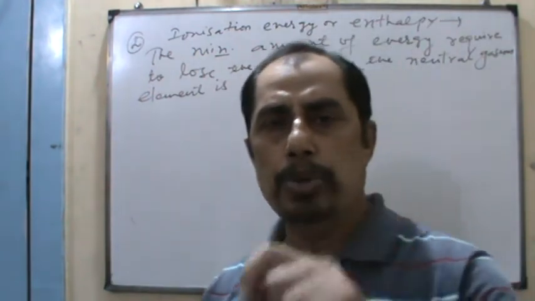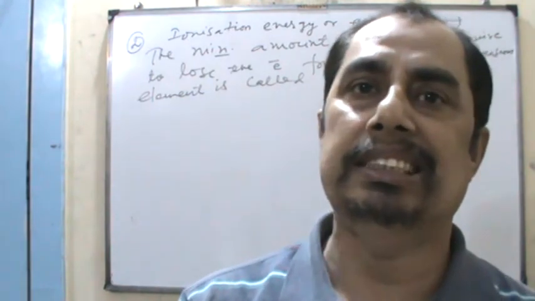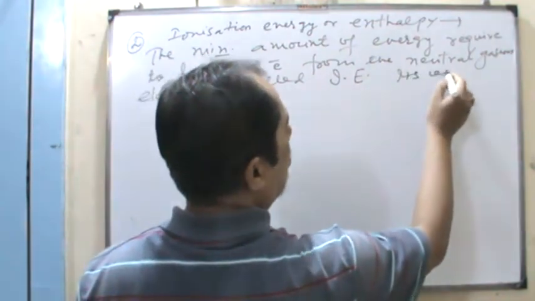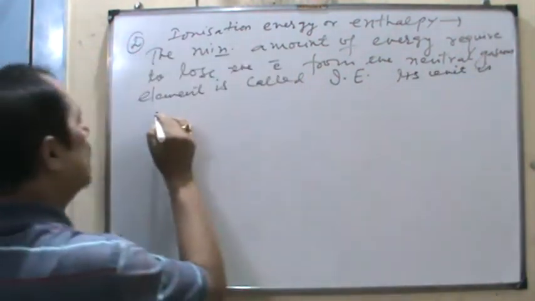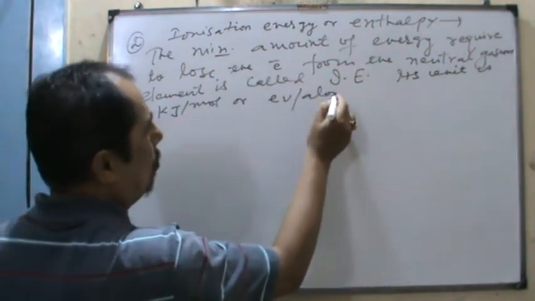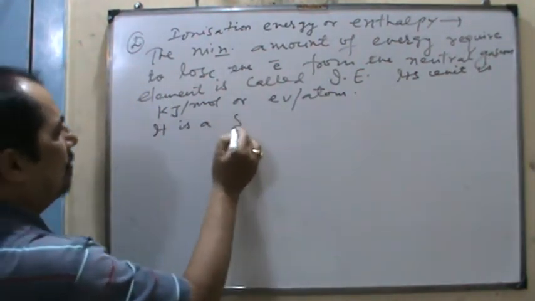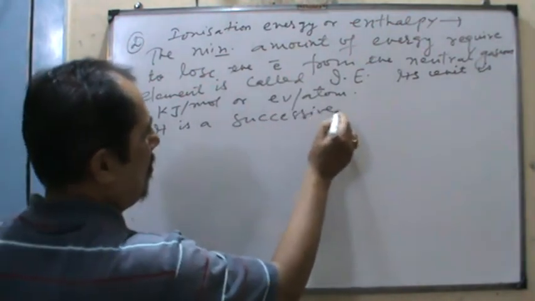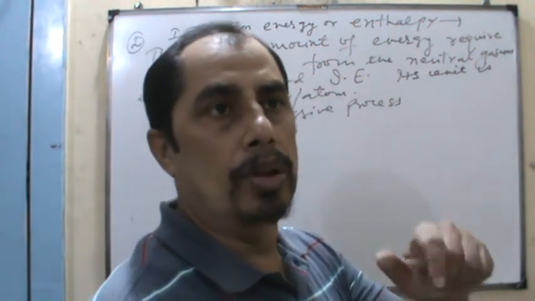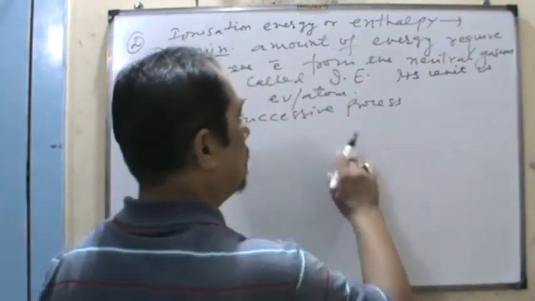So minimum energy we need to eject the electrons from the outermost neutral gaseous element. So its unit is kilojoule per mole or electron volt per atom, right? It is a successive process. That is why one atom can lose one or more than one electron, but one after another. So it is a successive process.